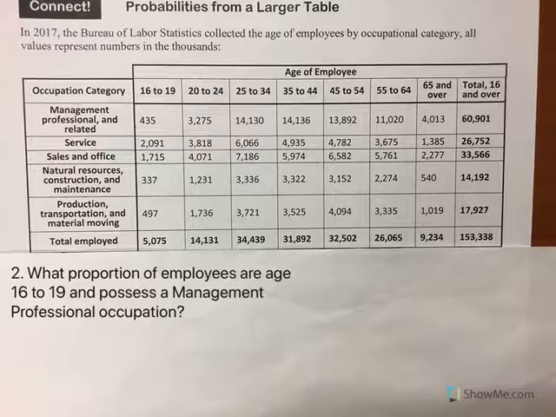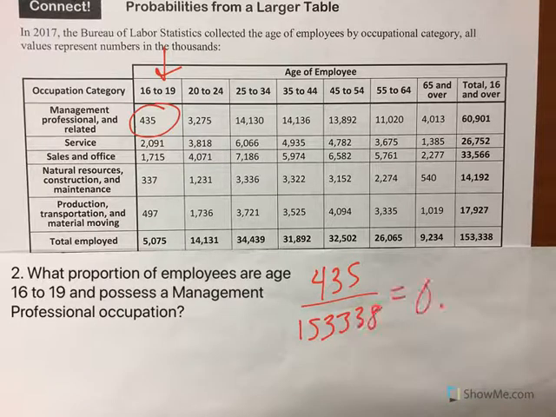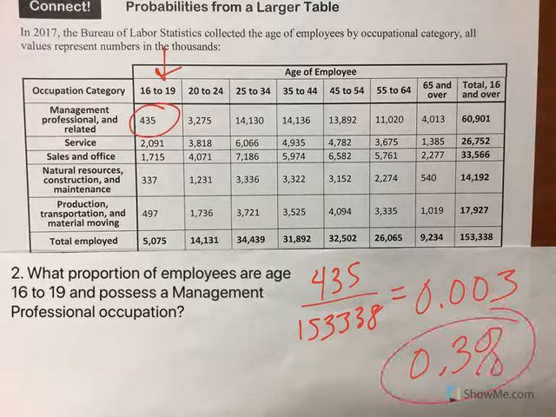What proportion of employees are aged 16 to 19 and possess a management profession? Well, 16 to 19 is here, and a management profession would give me 435 over my big total, which is 0.003, which is 0.3%.